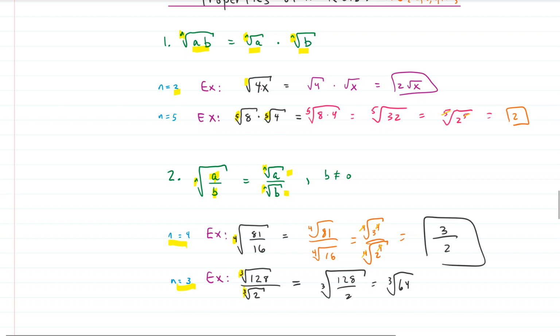What's the cube root of 64? Well, we have 4 to the 3rd power, gives us 64. So the cube and the cube root cancel, and we're left just with the 4.